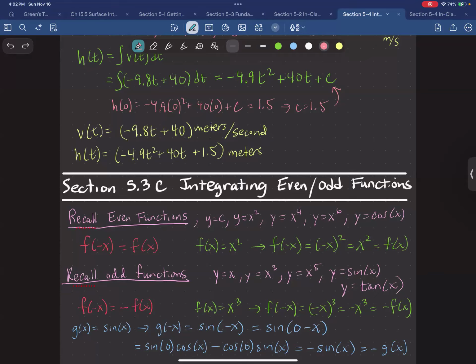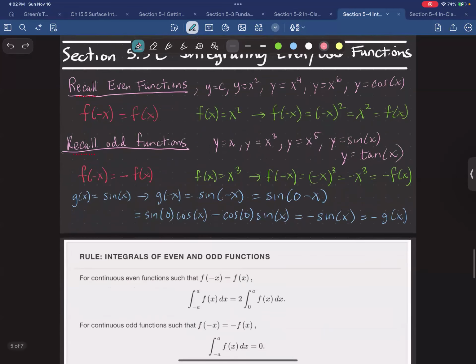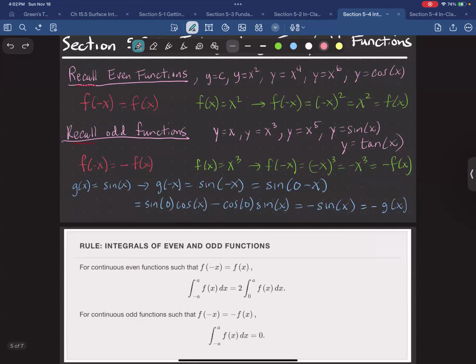So those are even and odd functions. That's just a reminder. These are the rules when we integrate. And it has to be the same for both. Notice I have negative a here and positive a here. It's the same on both. I could be doing negative 1 to 1. I could be doing negative pi squared to pi squared. It just has to be the same on top and bottom other than the sign.